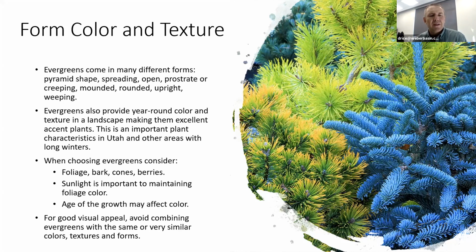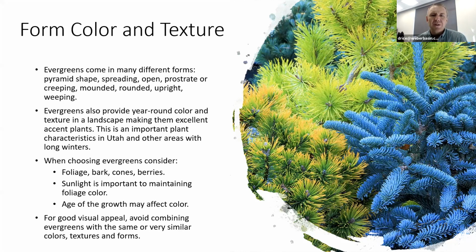So choosing evergreens, consider the following: foliage, bark, cones, and berries. And we'll talk about a few of them that have the berries. Consider your sunlight. Some evergreens do really well in shade, where others need some good direct sunlight to do their best. And consider the age and the pace at which they grow.